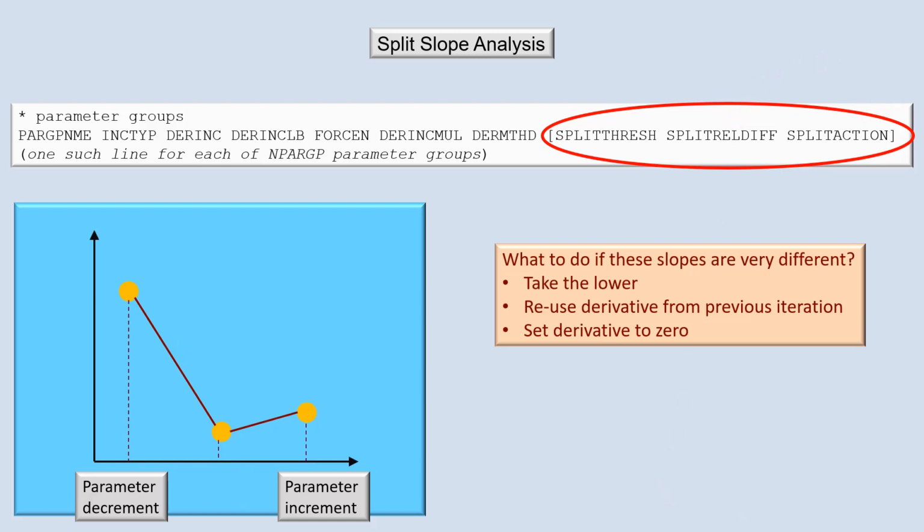Of course, we have to be using 3-point derivatives to use split slope analysis. That can happen if we use 3-point derivatives from the beginning of the PEST inversion process, or it may happen after we switch from 2-point to 3-point derivatives calculation.